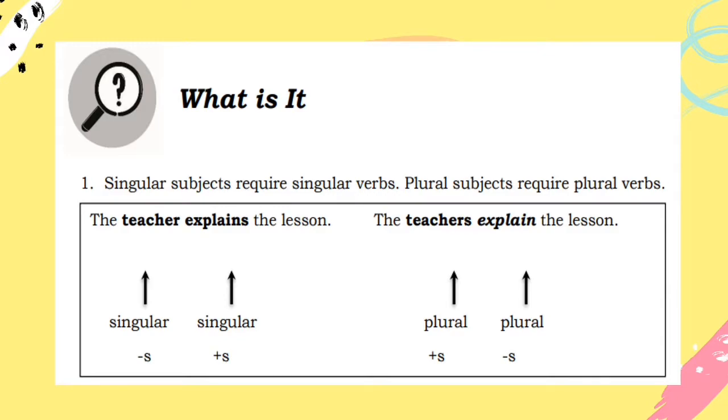Singular subjects require singular verbs. Plural subjects require plural verbs. Example, the teacher explains the lesson. Teacher is singular because it only refers to one. That is why it requires a singular verb. Teacher is singular. Explains is also singular.